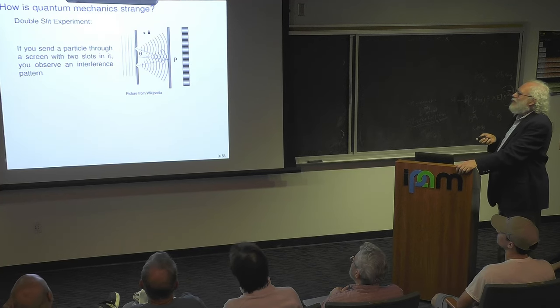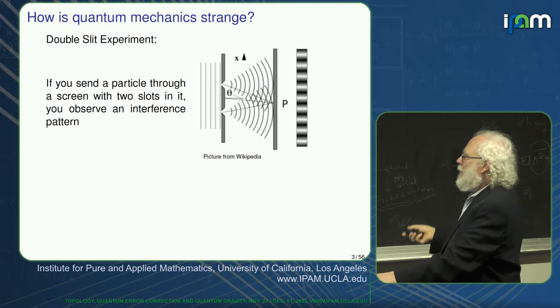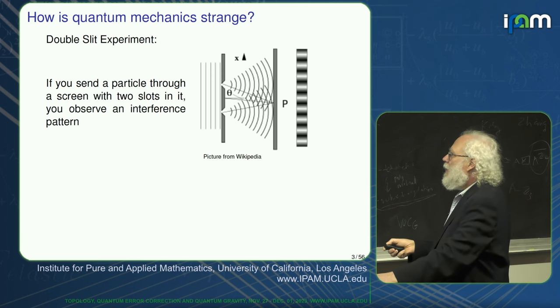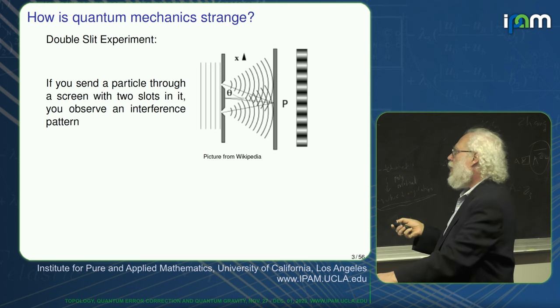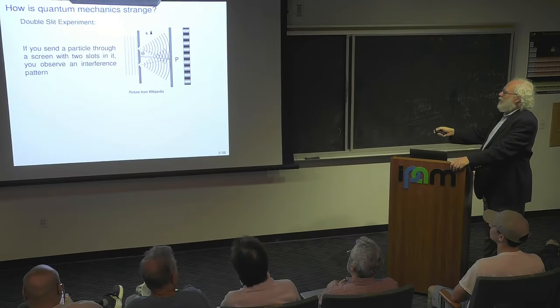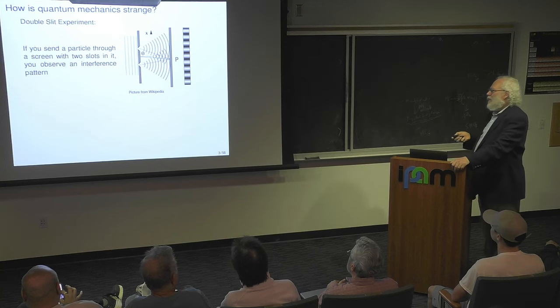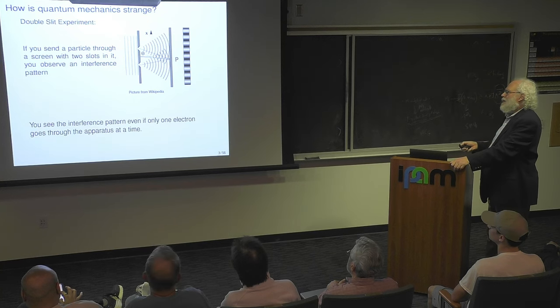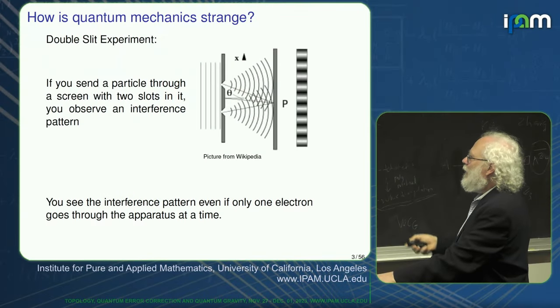So how is quantum mechanics strange? Well, the double slit experiment is the canonical experiment to say this. If you send a particle through a screen with two slits in it, you will observe an interference pattern. And this doesn't matter if the particle is a photon, so that's light, or an electron. You have interference, which can naturally be explained in terms of waves. But what you can do is dilute, or attenuate, the electron beam until only one electron goes through the apparatus at a time, and you still see the interference pattern.